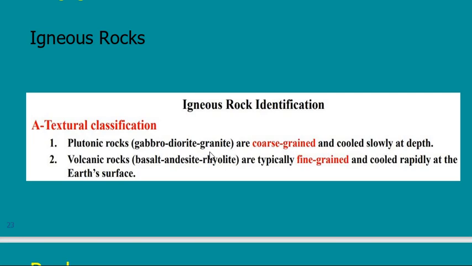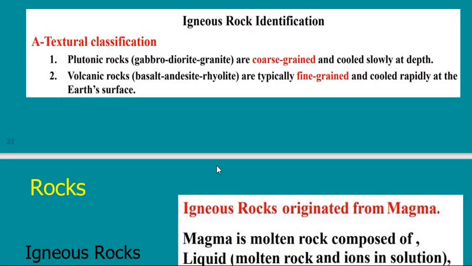You know, when the pharaohs had statues made of granite, we say, how come they managed to carve in this material? This is very strong rock. So coarse-grained are very strong. Fine-grained are less strong. They are still rock, but they are less strong.